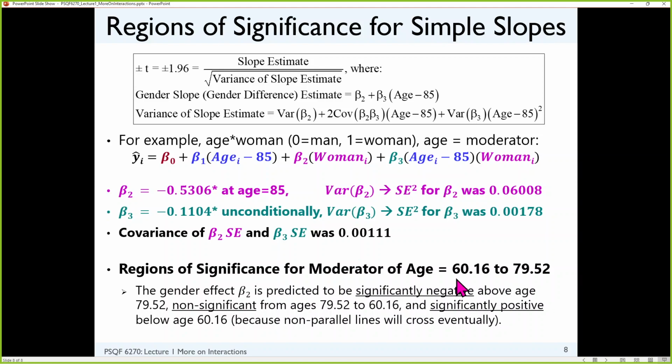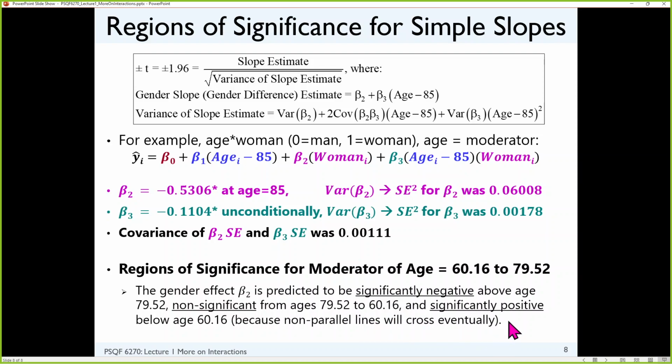So the region of significance for the moderator of age is 60 to about 80. So that's saying that the gender effect is predicted to be significantly negative above 80, which includes the centering point of 85. It becomes non-significant from 80 down to 60, and then 60 is the point where it starts heading significantly positive in the opposite direction.